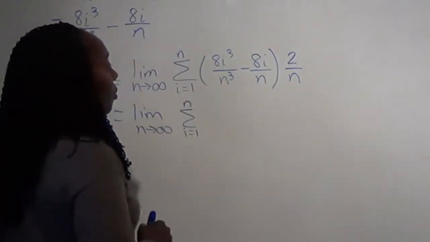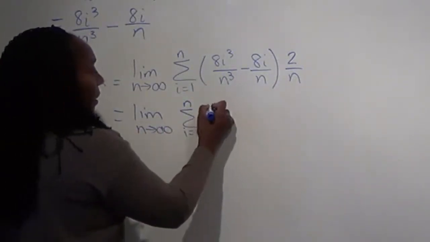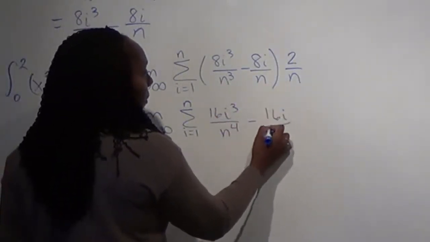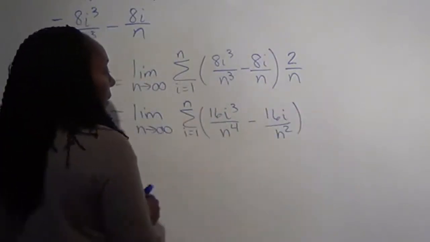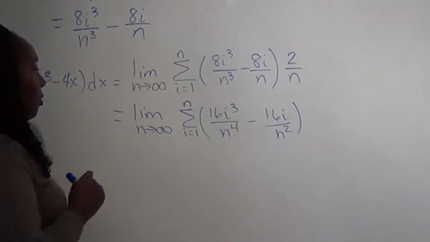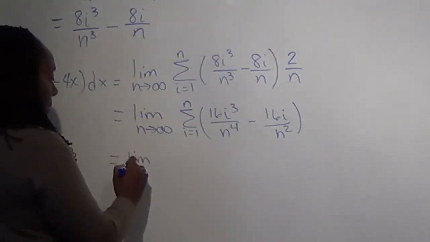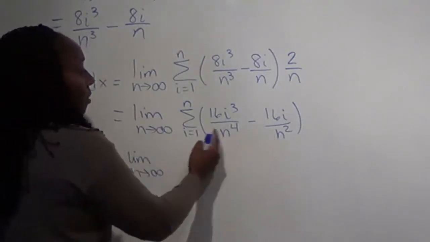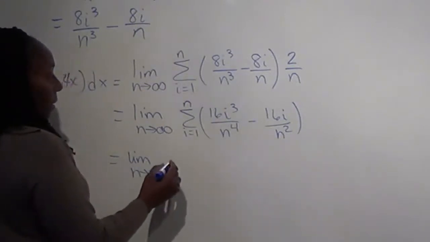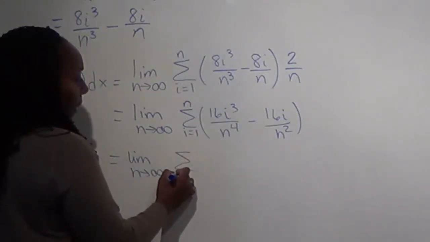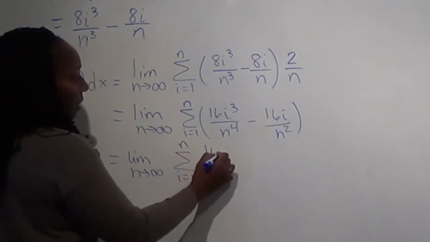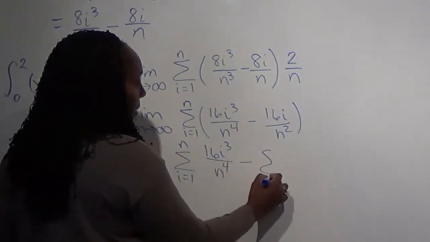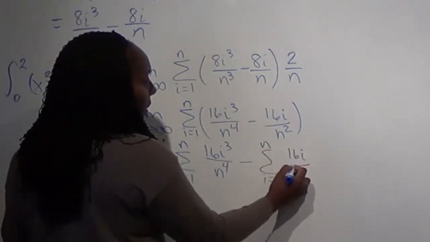Okay, so first thing I'm going to do is just multiply my f by my delta x. So we'll get a 16i cubed over n to the 4th minus a 16i over n squared. And then I'm going to use my summation properties to rewrite. Remember, for the summation properties, if I've got a sum or a difference, I can break those apart. So this is going to be the sum, i equals 1 to n, of 16i cubed over n to the 4th, minus the summation, i equals 1 to n, of 16i over n squared.